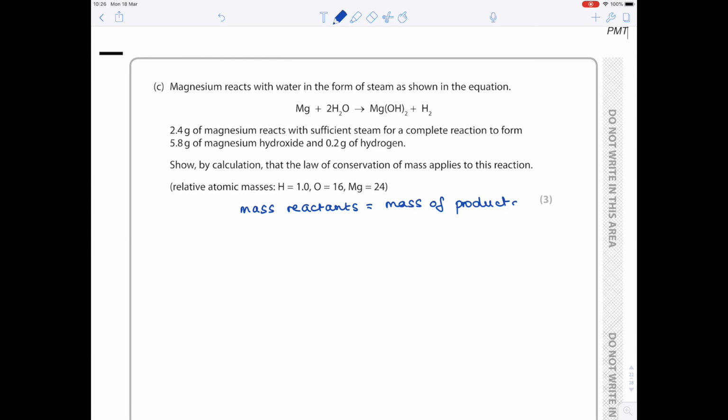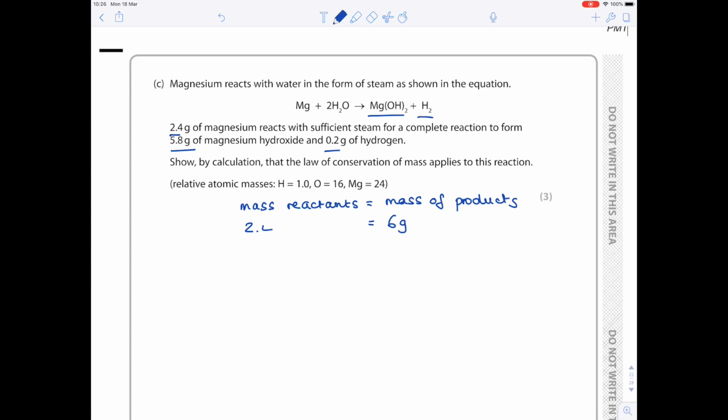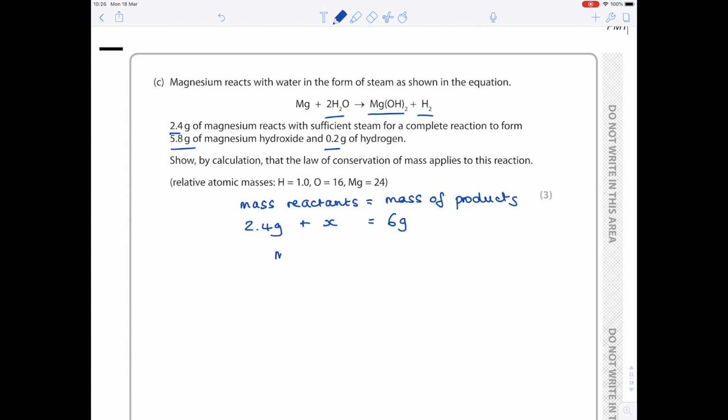And the mass of products is easy to work out because we've been told that we have 5.8 grams of magnesium hydroxide, 0.2 grams of hydrogen. So if you add those together, you're going to have 6 grams. However, from the reactant's point of view, we've only got 2.4 grams of magnesium and we don't know how much water we've got. So really, we need to show that that X is equal to 3.6 grams. So we're going to have to do a mole calculation in order to prove that. So let's write out our balanced symbol equation.